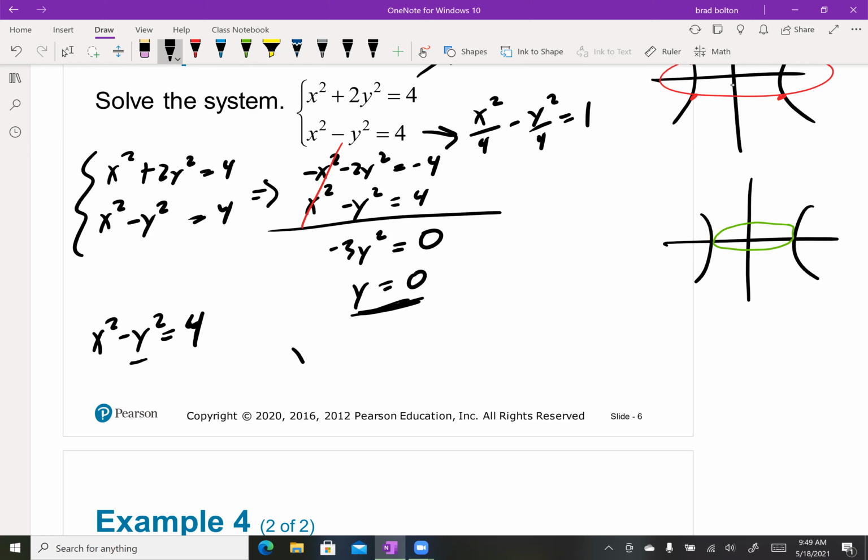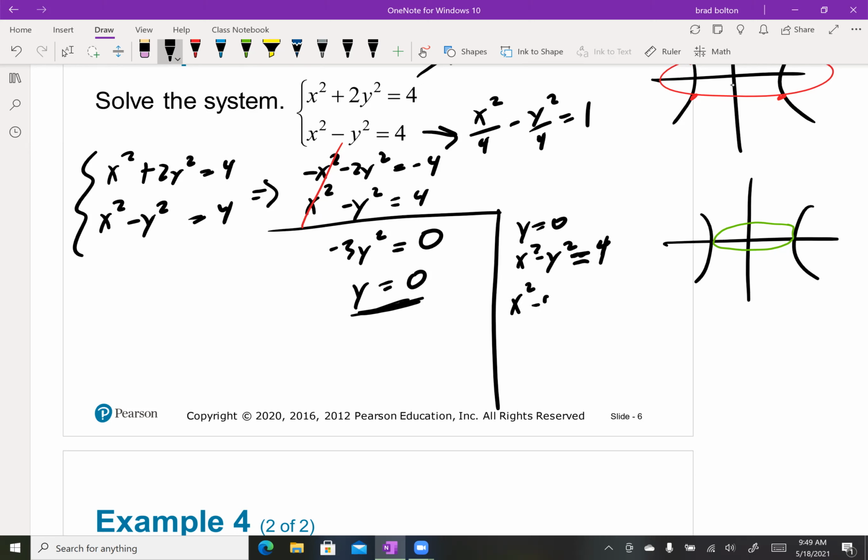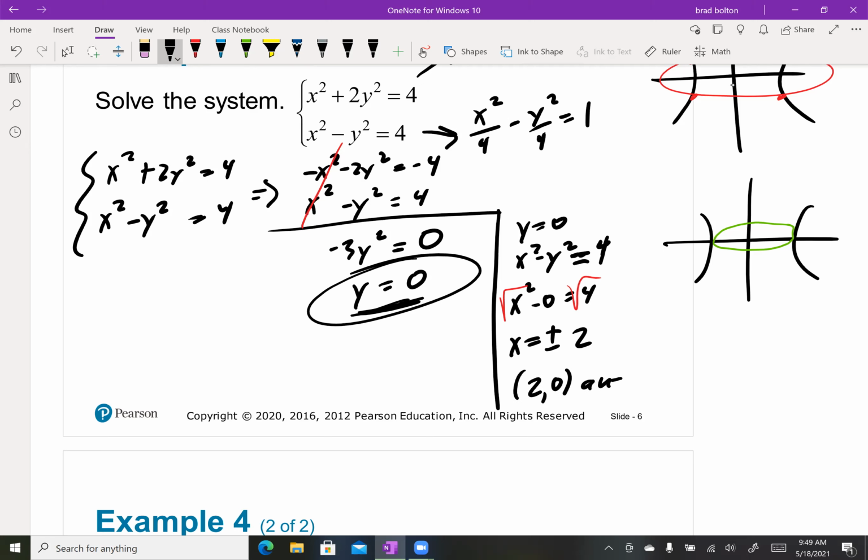Let me write this over here. I'm going to run out of room. So now I'm going to do the y equals 0, and I'm going to use x squared minus y squared equals 4. When we plug 0 in, we get x squared minus 0 equals 4. We have to square root both sides to solve for x, and we now get x equals plus or minus 2. So that means that there are two x values associated with one y value. So we have 2, 0, and we also have the point negative 2, 0.